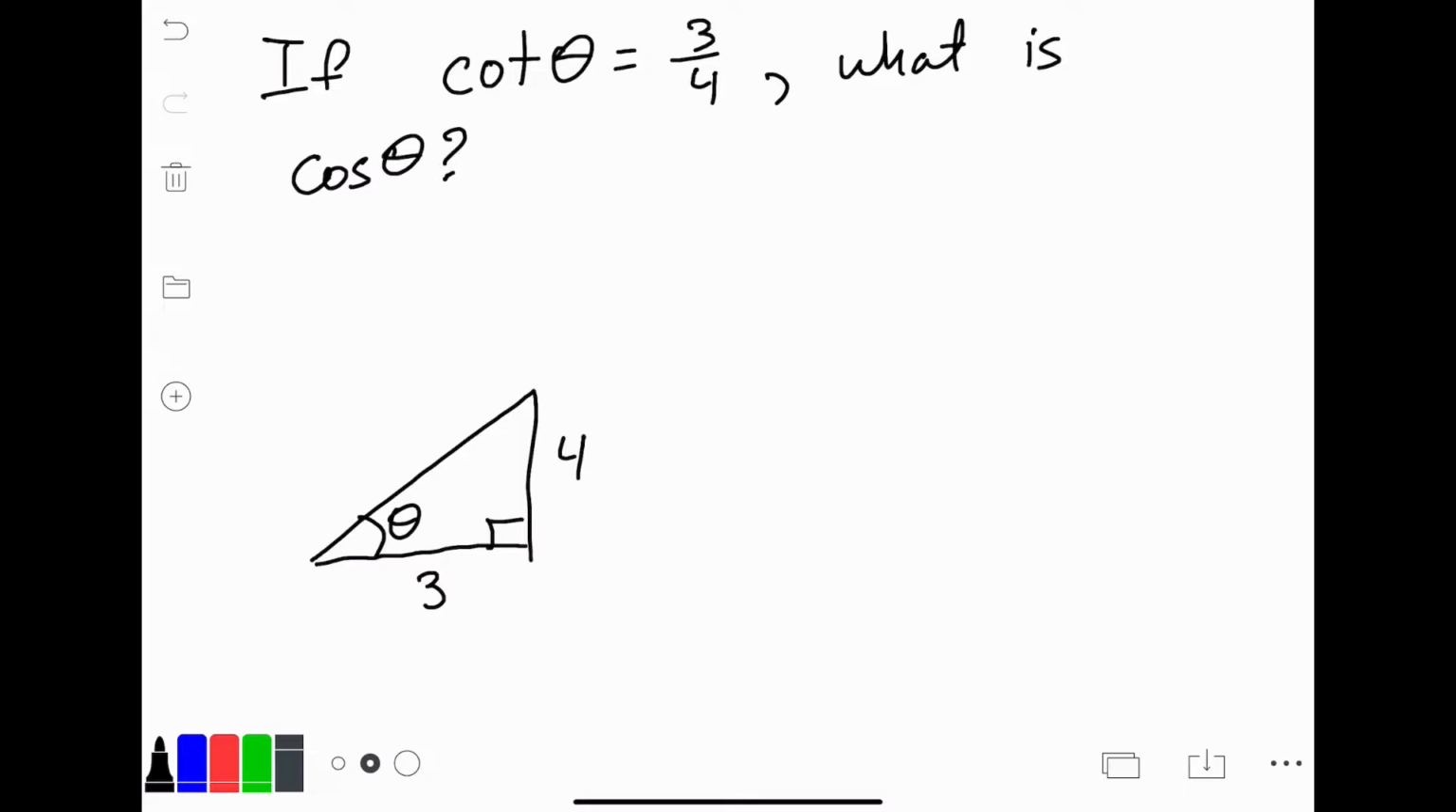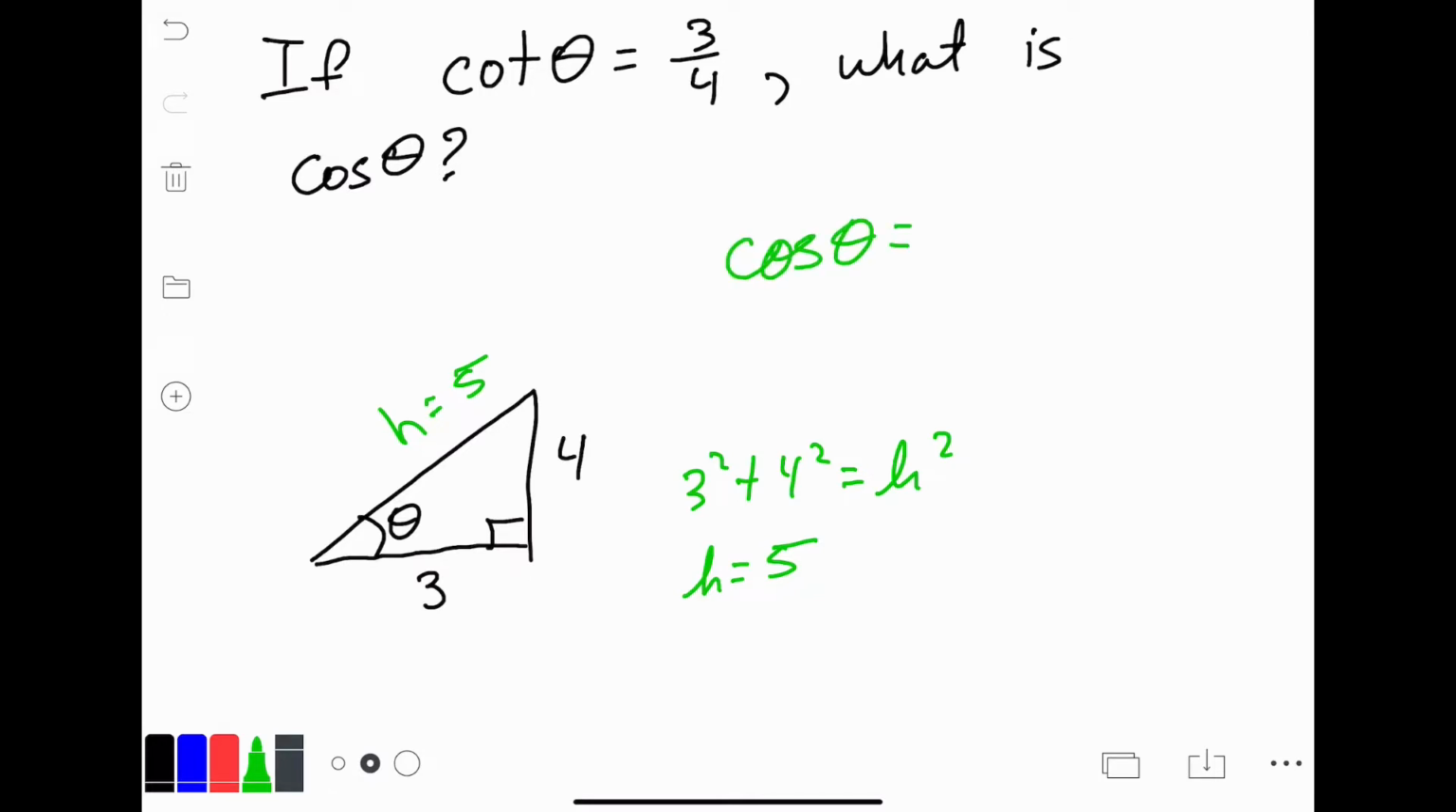So knowing this, now we can actually figure out what the missing side is. So in this case, the hypotenuse. So 3 squared plus 4 squared equals h squared. Therefore, h is equal to 5. This one's actually an easy one because the 3, 4, 5 triangle is a triangle that you should know already. But if you calculated it, you would get 5 as well. So, therefore, now you know that cosine theta has to be equal to 3/5. And that's the answer.